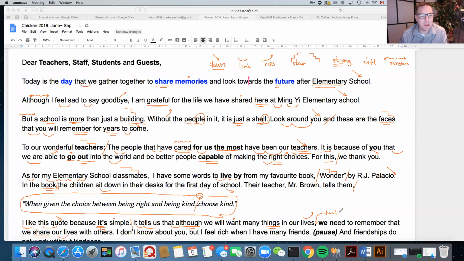Okay, one more time. I like this quote because it's simple. Then you can pause, long pause there. It tells us that although we will want many things in our lives, we need to remember that we share our lives with others. I like this quote because it's simple. It tells us that although we will want many things in our lives, we need to remember that we share our lives with others. Good.